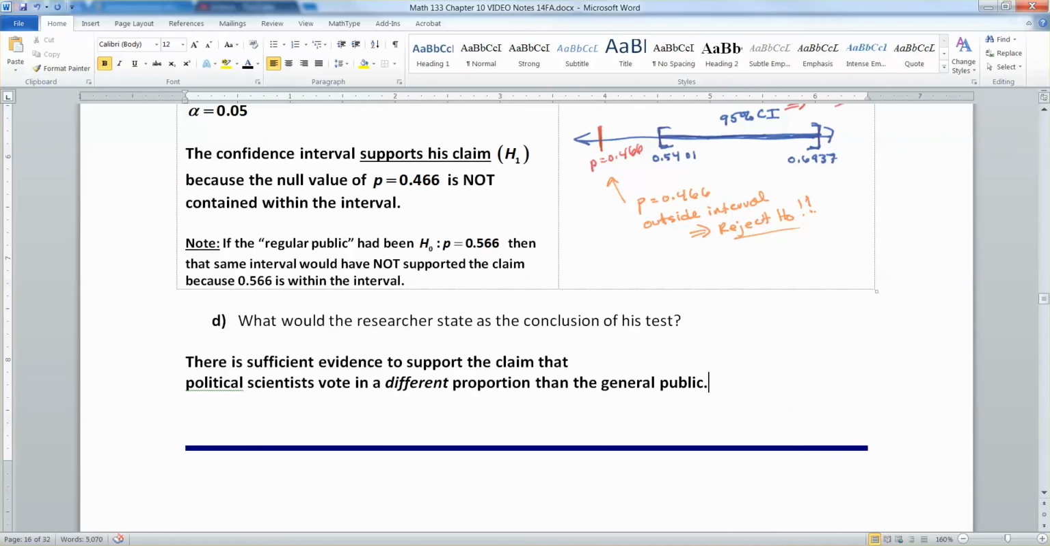All right, we are done with section 10.2. I'll see you back here for more hypothesis testing, but next time it'll be for the mean, mu, in section 10.3.